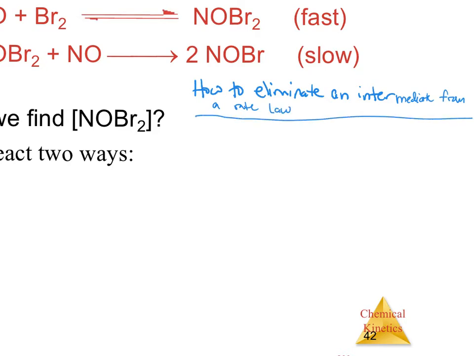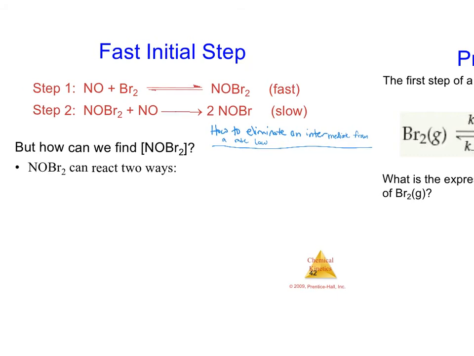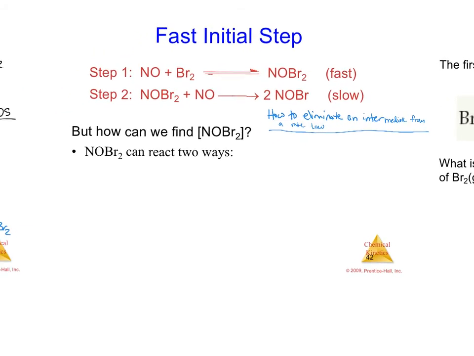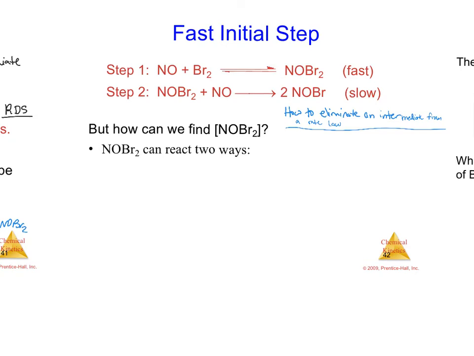Okay, so how to eliminate an intermediate from the rate law. Step 1: use a previous fast equilibrium step. We can see that NOBr2 is produced in step 1 and used in step 2. And in step 1, this is fast. These are equilibrium arrows. So we're going to use step 1 to eliminate NOBr2, our intermediate.